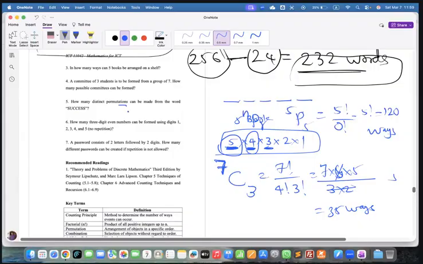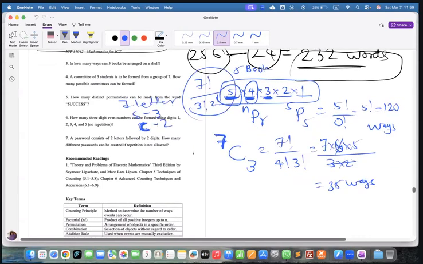Altogether 7 letters. From the 7 letters, there are 3 S's and 2 C's, right? So how many distinct words can we make? 7 factorial over 3 factorial into 2 factorial, right? You can find out the answer, right?